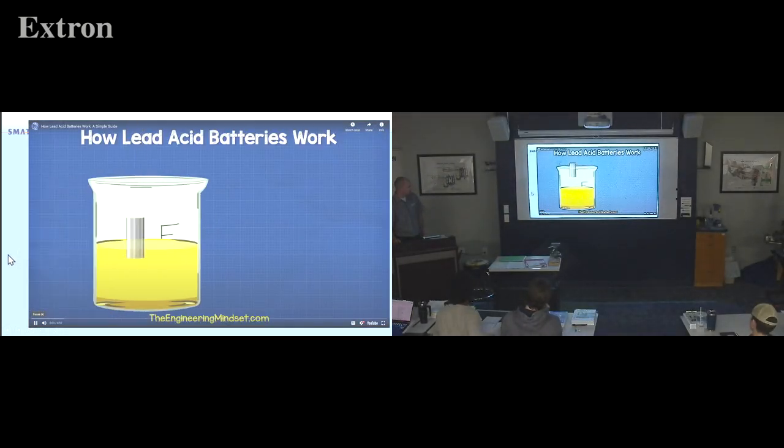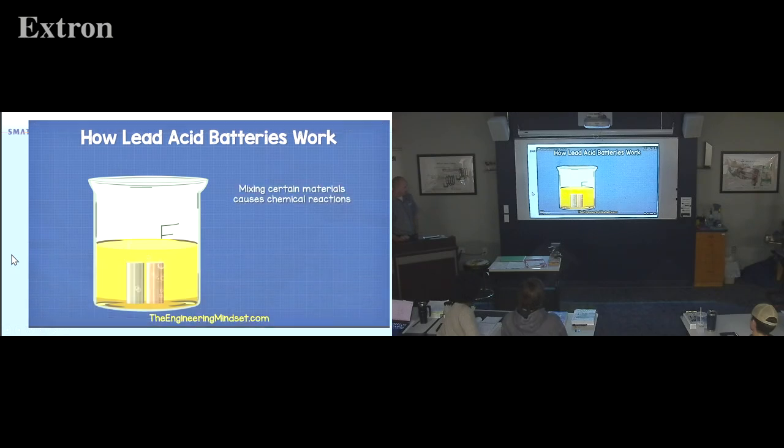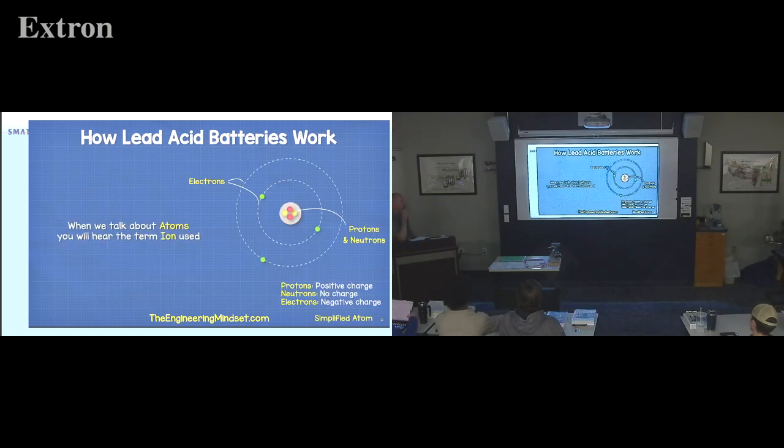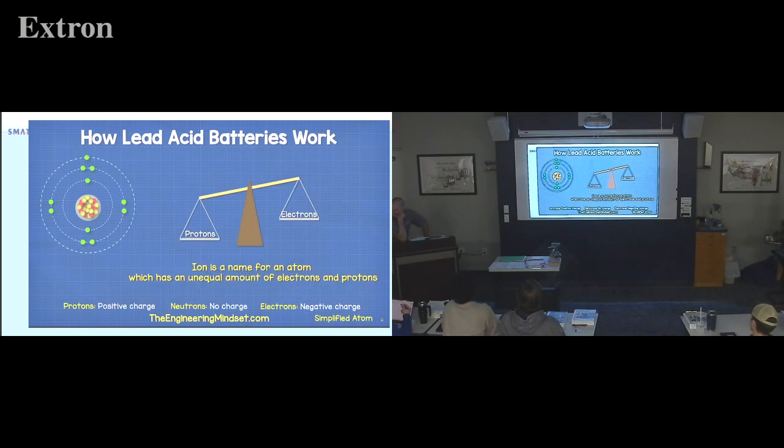When we mix certain materials together, we can cause chemical reactions. This is when the atoms of one material interact with the atoms of another material. During this interaction, atoms will bond together or break apart. Electrons can also be released or captured by atoms during this reaction. When we talk about atoms, you'll usually hear the term ion used. An ion is an atom which has an unequal number of protons or electrons.